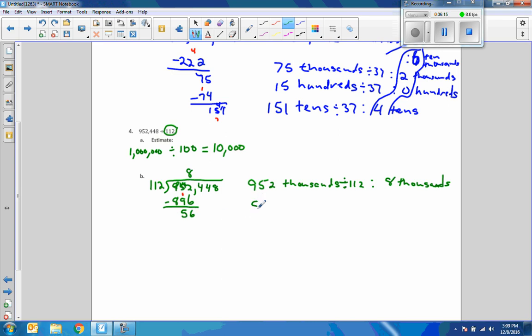So I'm going to write what I got here. 5, 6. Bring down my 4. And 1 less than thousands is hundreds. So 564 hundreds divided by 112 is going to be 112 into 564. It's going to give me 5 hundreds.